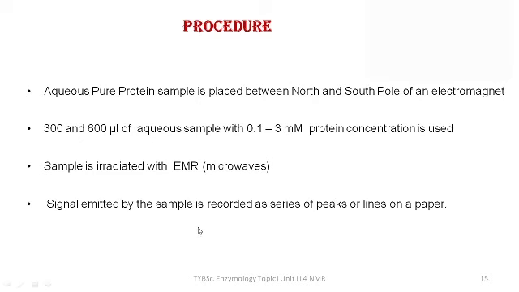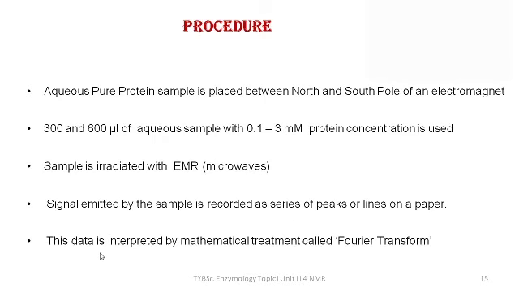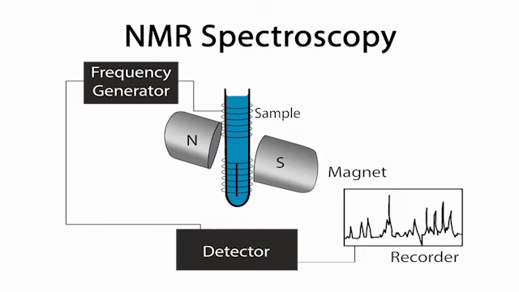The signals that are emitted by the sample, as we have seen in the earlier principle part, are recorded as a series of peaks on the line or lines on a paper. This is how they are recorded. And this data is then interpreted by the mathematical treatment called the Fourier transform system. So this is how we can illustrate how NMR spectroscopy works. This is your sample tube, which is first placed in a magnetic field, and it emits the radio frequencies. They are collected by the transmitter and then they go to the recorder, and this is how we see the final record.